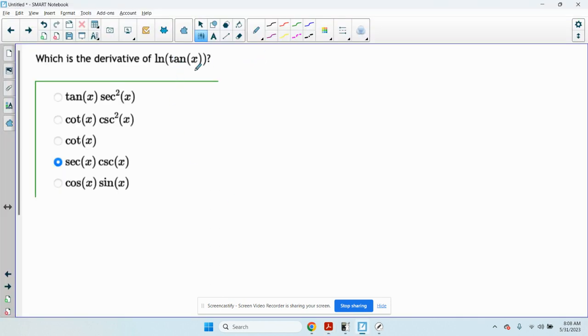Okay, so the first thing I'm going to notice is that I have two functions here, one nested inside the other. So basically a composition of two functions. The inner function here is tangent of x. The outer function is ln of x. So you can think of this as f of x is equal to g of h of x. I have some inner function and some outer function.